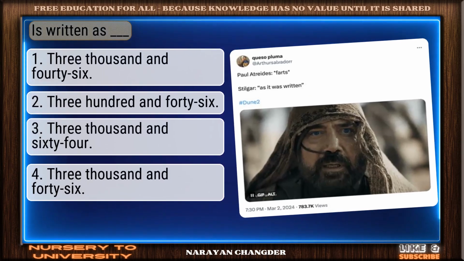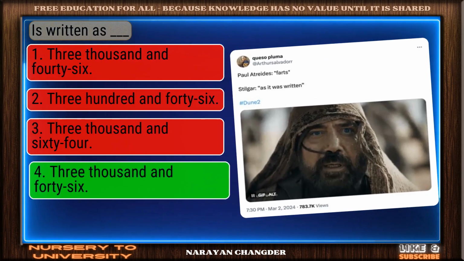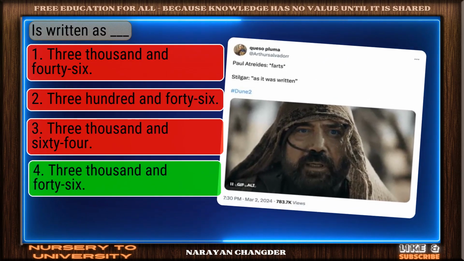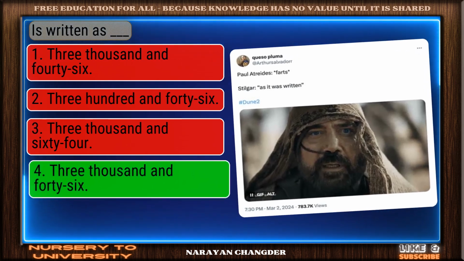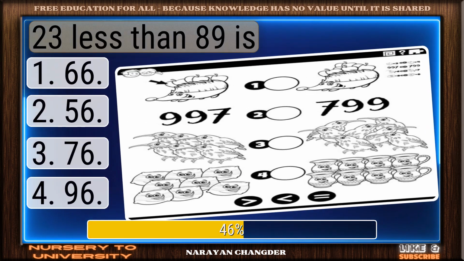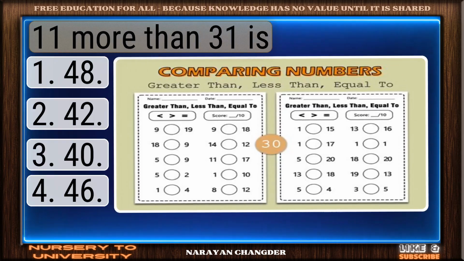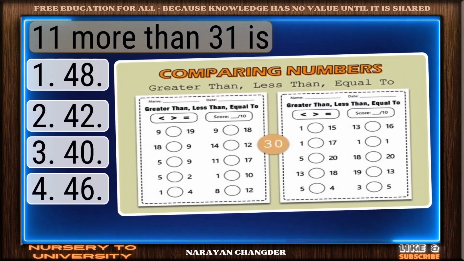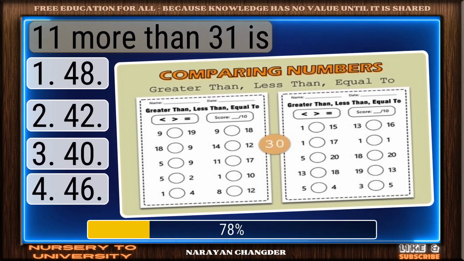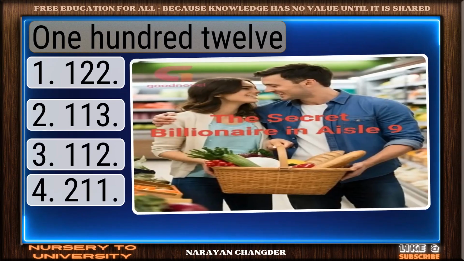Is written as dash. You're right. 3046 is the correct answer. Less than 89 is. Valid point. 66 is true. 11 more than 31 is? Nice work. You chose 42, and it is correct.